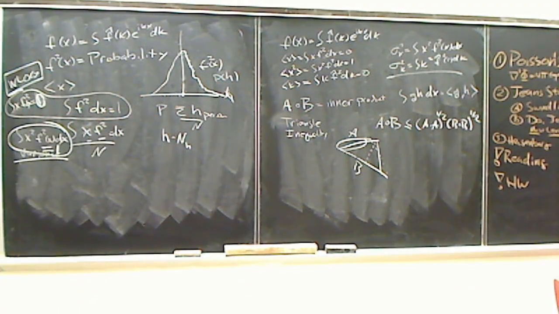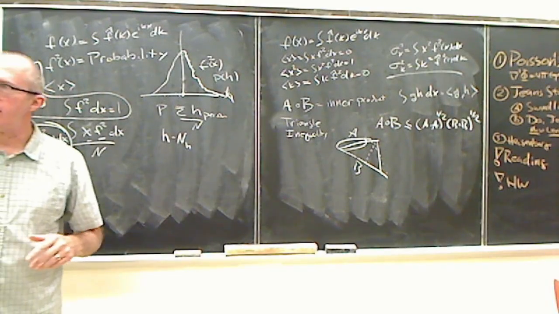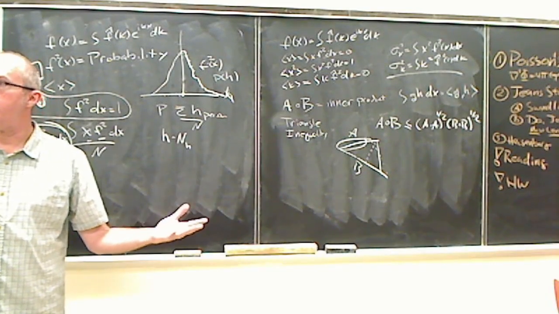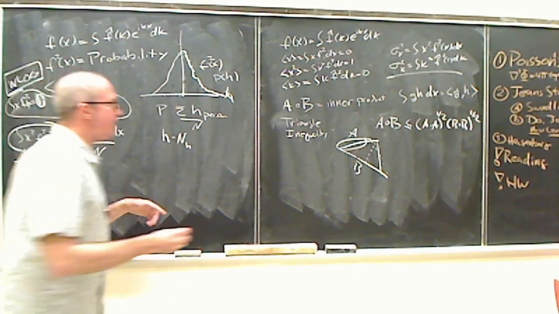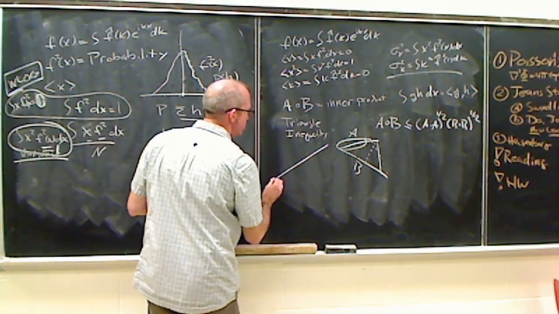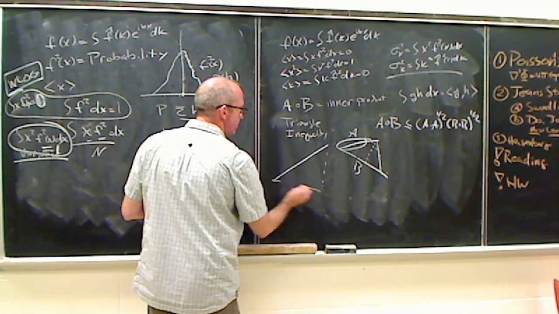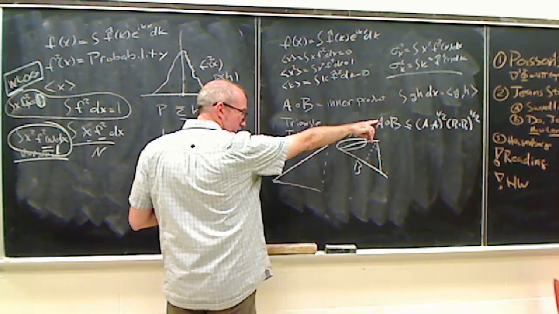So the dot product has to be shorter than either of the two vectors. You can't project a vector onto another vector and get a vector that's longer than both of the vectors. I could take a really long vector and project it onto a really short vector, and I get something like that. But the inequality still stands.